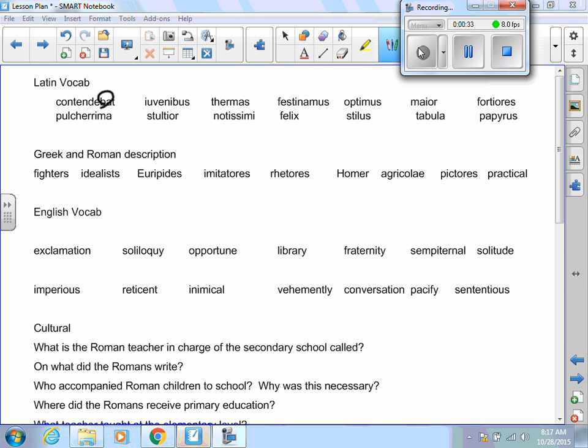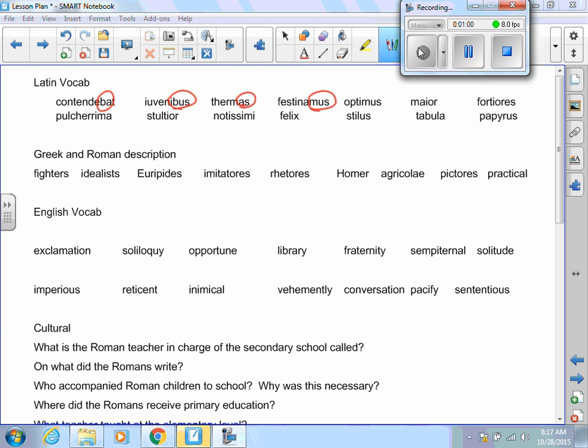I want you to see that BA in contendebat. So when I see that BA in contendebat, I know that is imperfect tense. The ibus in iuvenibus is dative. So to or for the young men. Thermas, make sure you recognize that as accusative and plural. So baths. We see the mus in festinabamus, we were hurrying. Optimus.